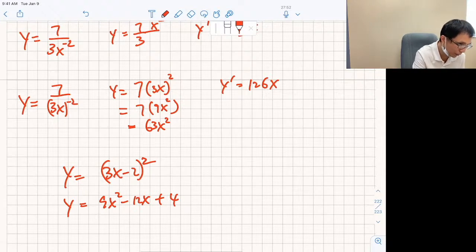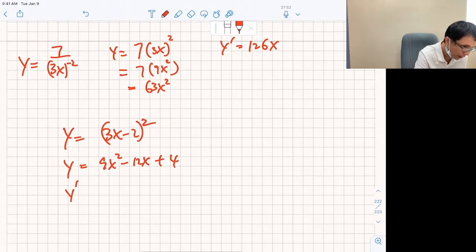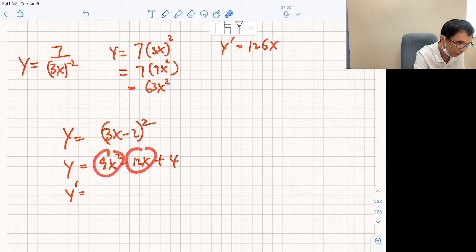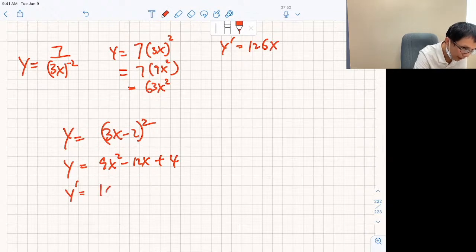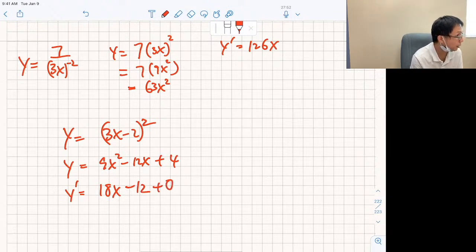Now I'm going to take a derivative of each one. So that's equal to, now you do the derivative of each individual term. 18x minus 12 plus 0, right? Because the derivative of 4 is 0. I usually don't write it, but I want to show you the derivative of 4 is 0. Is that your derivative right there? That's crazy.